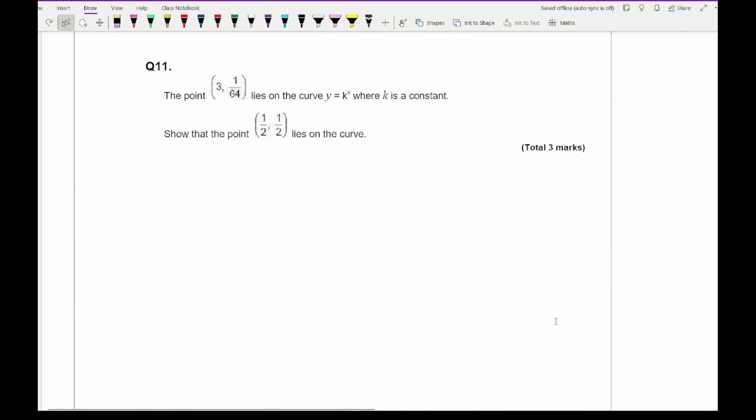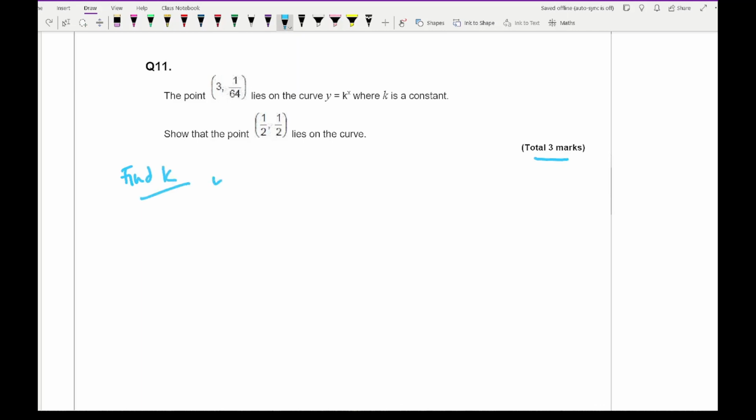Moving on to question 11, it says that the point (3, 1/64) lies on the curve y equals k to the power of x, where k is a constant. Show that the point (1/2, 1/2) lies on the curve. So the first thing we need to do here, and the question is worth 3 marks, is first find the value of k. So find k first.